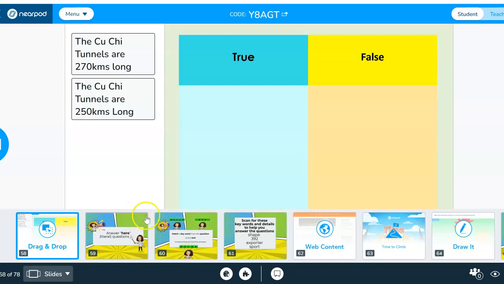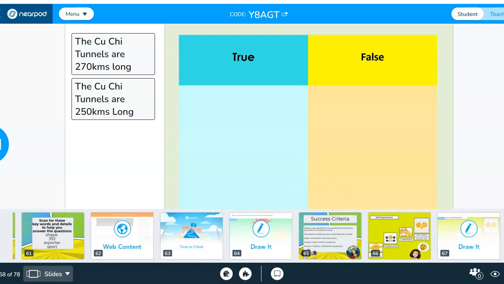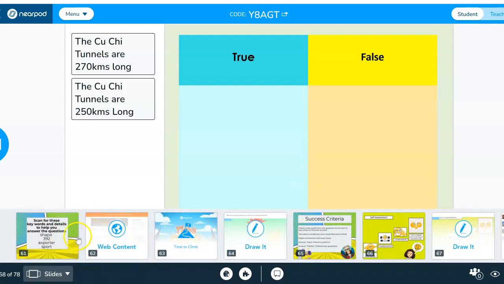Then we have, again, another similar activity where they're looking for these keywords: shape 392, exporter and sport in this web content, followed by a time to climb, which is about the literal questions. They're literal questions about the areas in that web content text that match those keywords, just to reinforce that idea. And then we go to the very end with just tell me some words to describe Vietnam, just to see what they've taken in.